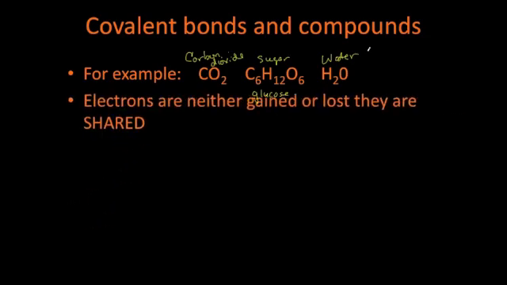Okay? So in covalent bonds, electrons are neither gained nor lost. They are shared. Okay, so the electrons are being shared between two or more atoms. Okay, and that concludes our discussion for today.